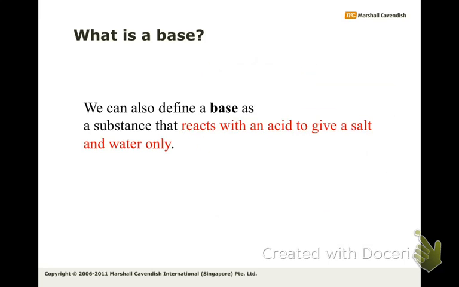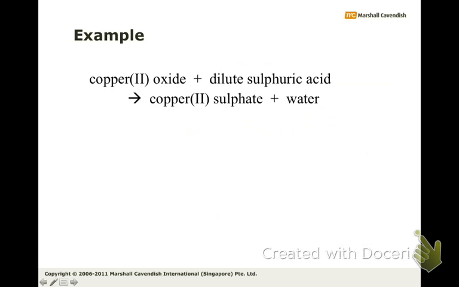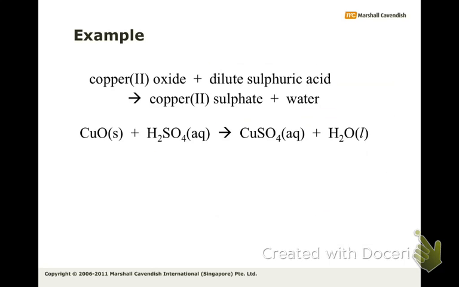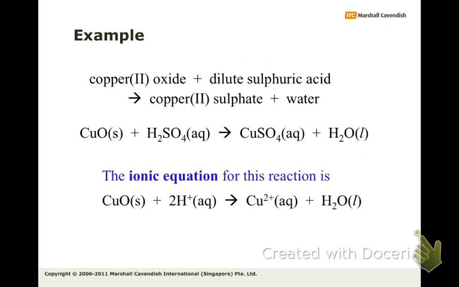Now, the definition of a base is a substance that reacts with an acid to give salt and water only. Now, why must you have only? Let's give an example of copper(II) oxide. Copper(II) oxide will react with dilute sulfuric acid to form copper(II) sulfate and water. Copper(II) sulfate is the salt. So this is how the ionic equation goes.